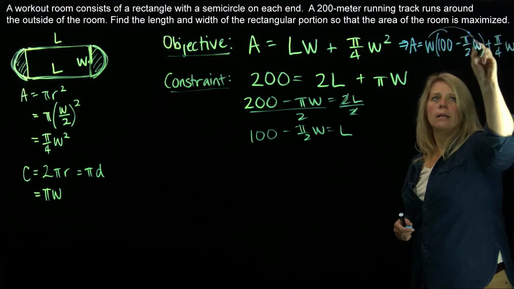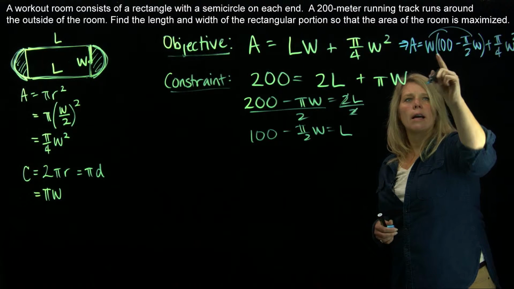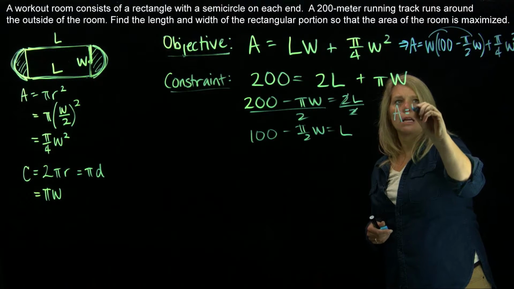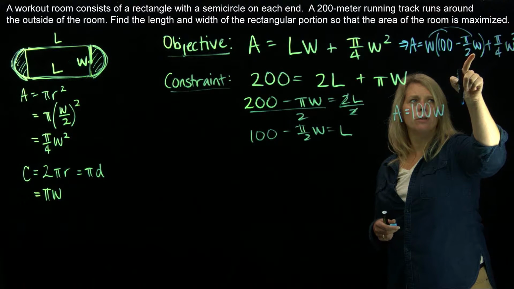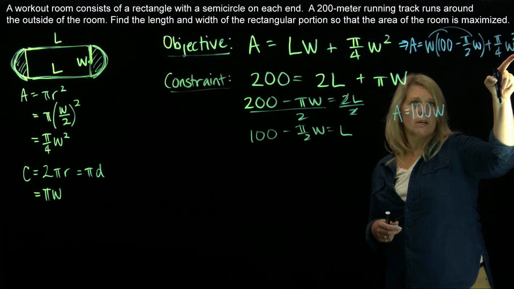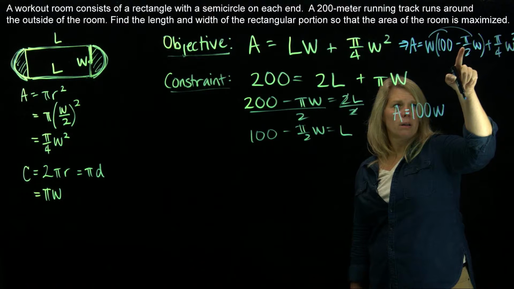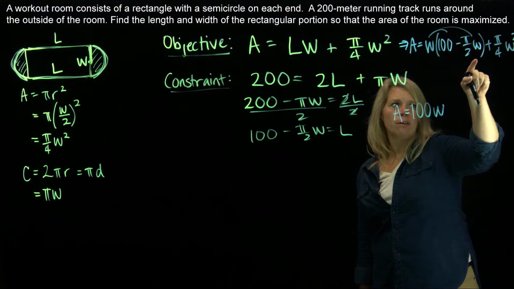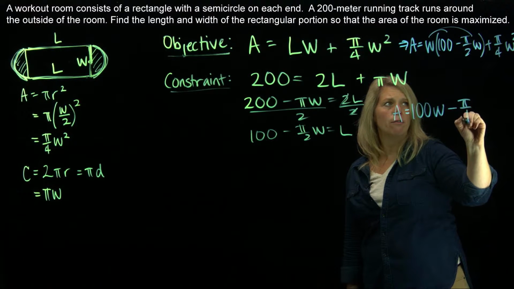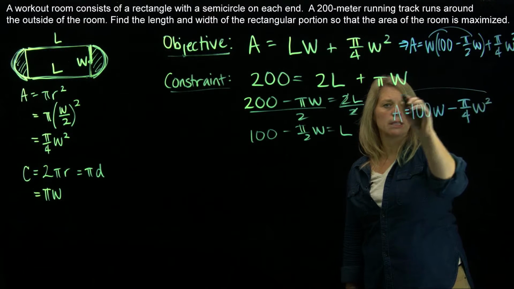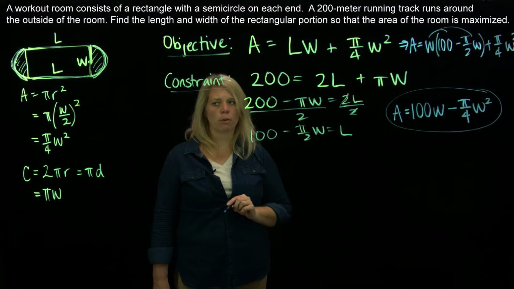And I'll probably want to go ahead and distribute through and combine some like terms here. All right, so I'll have A equals 100W, and then here I'll have minus pi over 2 W squared plus pi over 4 W squared. So minus pi over 2 plus pi over 4 is the same thing as adding negative 1/2 plus 1/4. You'll get negative 1/4, so negative pi over 4 W squared. There's my simplified version of my objective function that I'm going to use when I find my critical points.